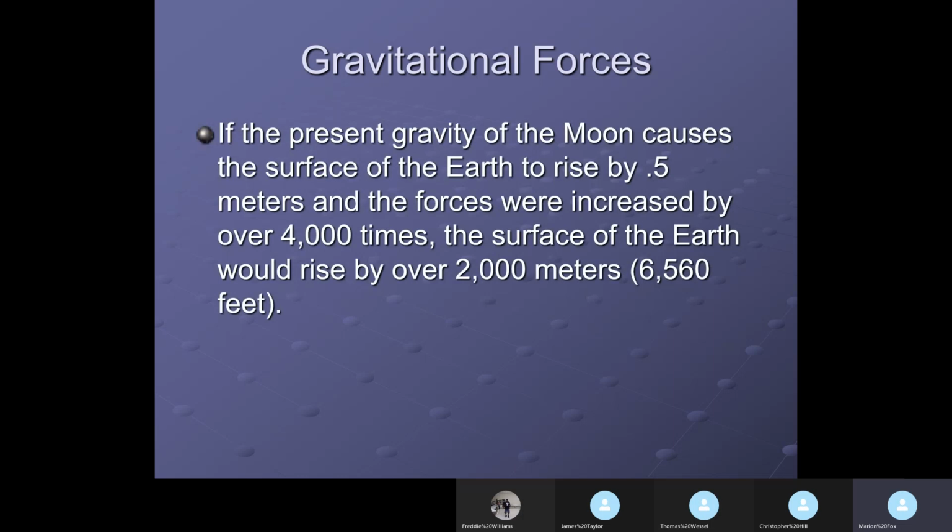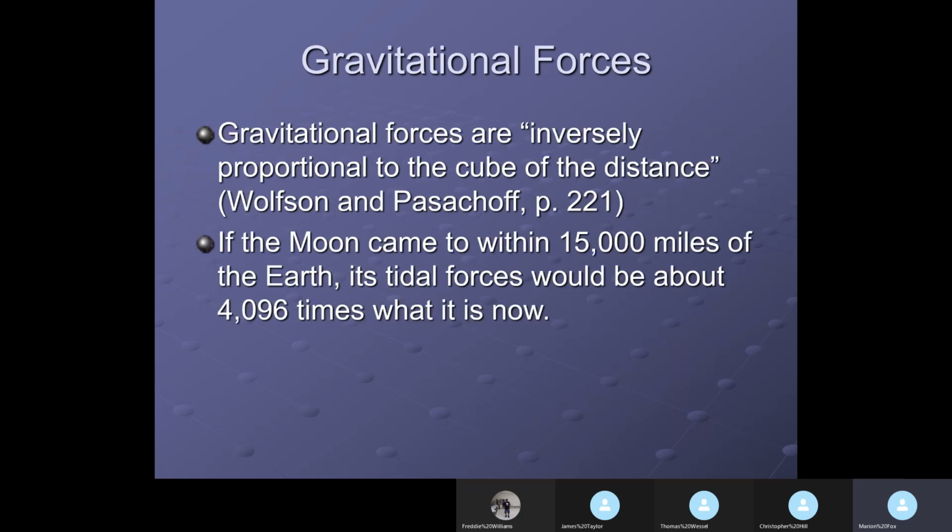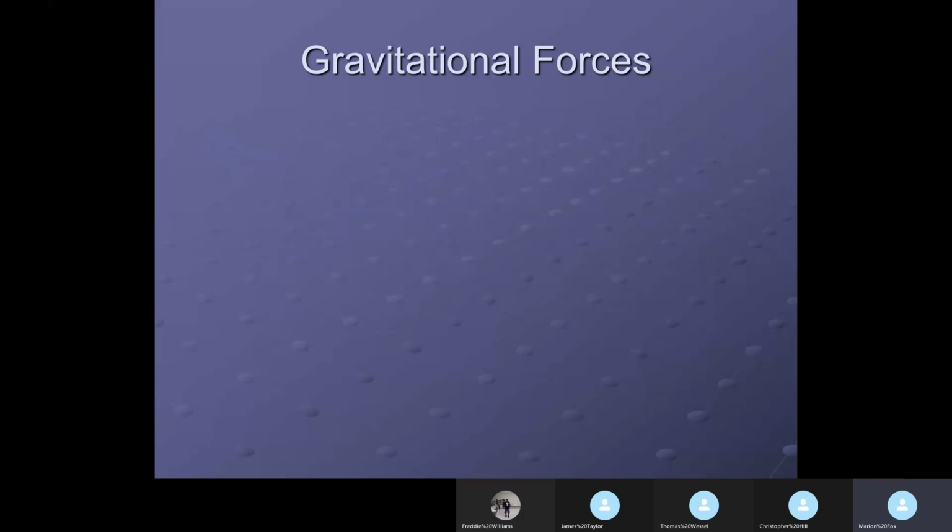Now, if the present gravity of the moon causes the surface of the Earth to rise 0.5 meters, about 20 inches, and the force will increase over 4,000 times, the surface of the Earth would rise about 2,000 meters. So we take 0.5 times 2,000. That would be about 6,560 feet. That's a pretty significant rise just from the moon being 15,000 miles from the Earth. So kind of keep that in mind. And we'd use the formula for gravity.